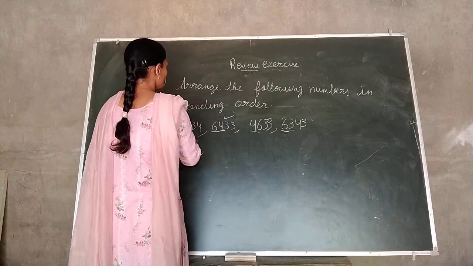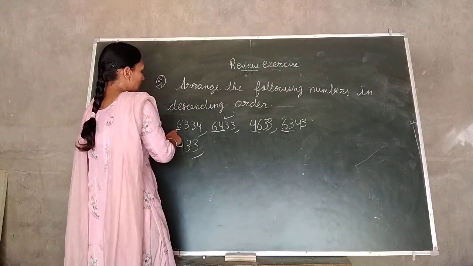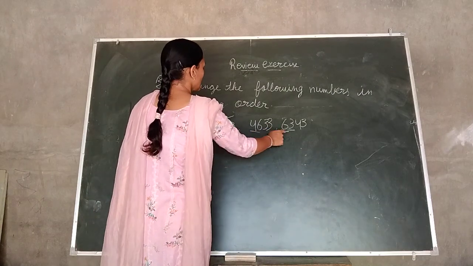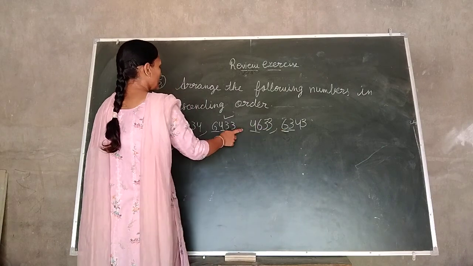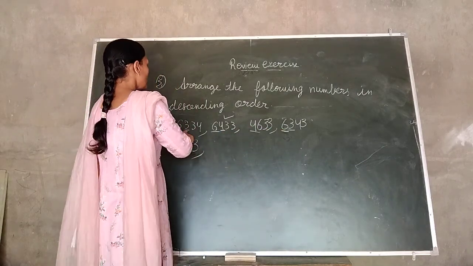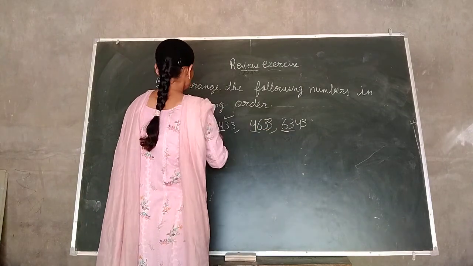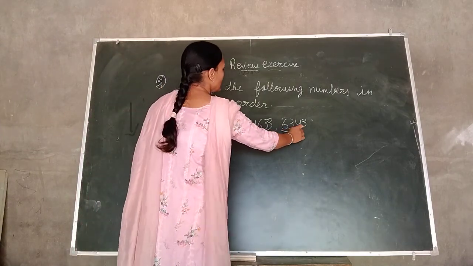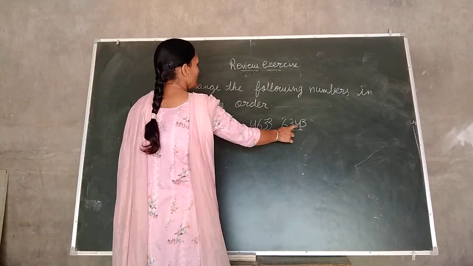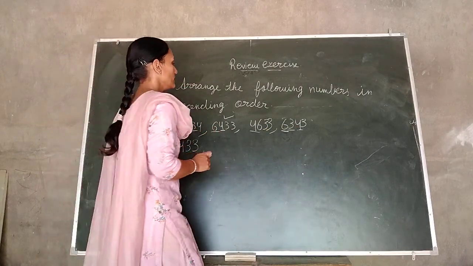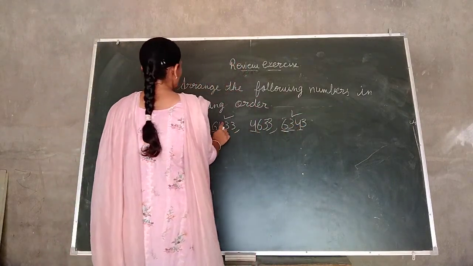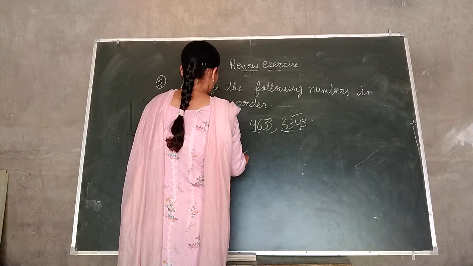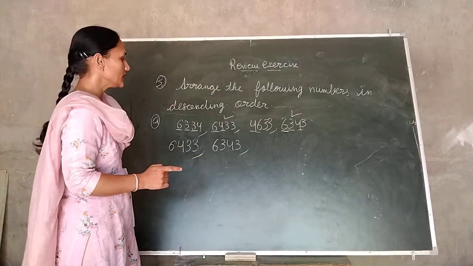So which is the greatest among these three numbers? Firstly, we will compare the digits in thousand place. 6, 4, 6. 6 is greater than 4. So we will compare the digits in next place. Here it is 3, here it is 3. These are same. Next we will compare the digits in tens place. Here it is 3 and here it is 4. 4 is greater than 3. So this means this is the greatest number among these three numbers, 6343.